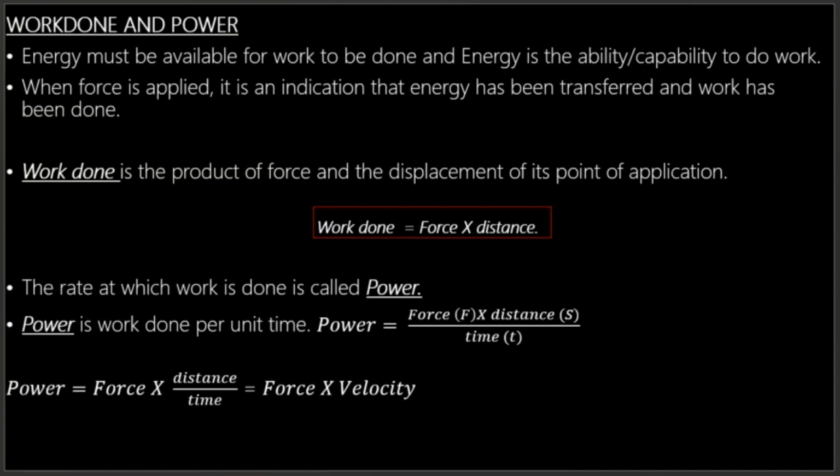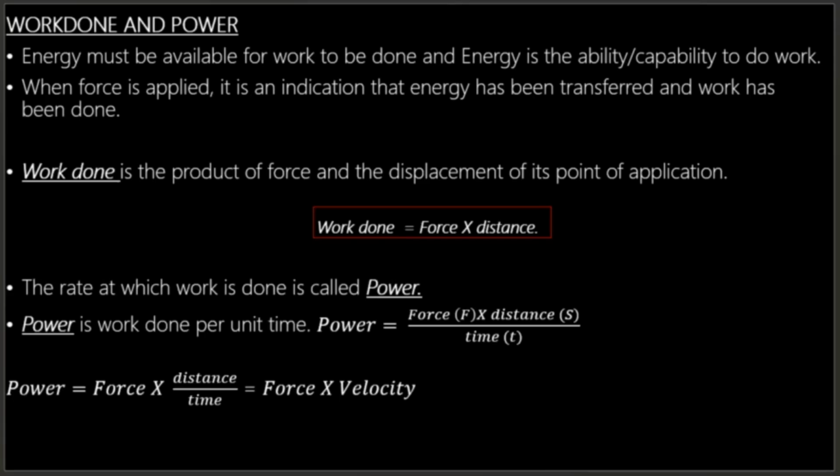So work done is force times distance. And the rate at which work is done is power. So we talk about rate, we talk about time. The rate at which work is done is power, which simply means that power is work done over time.